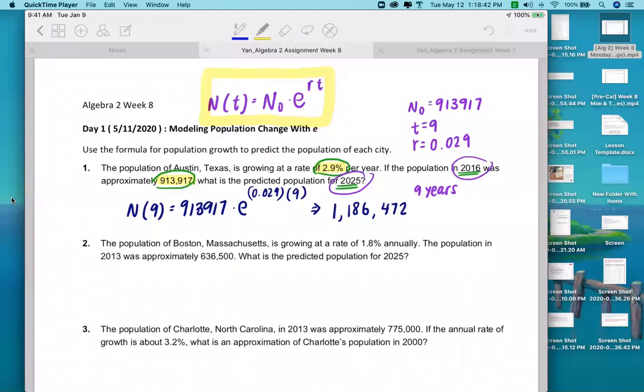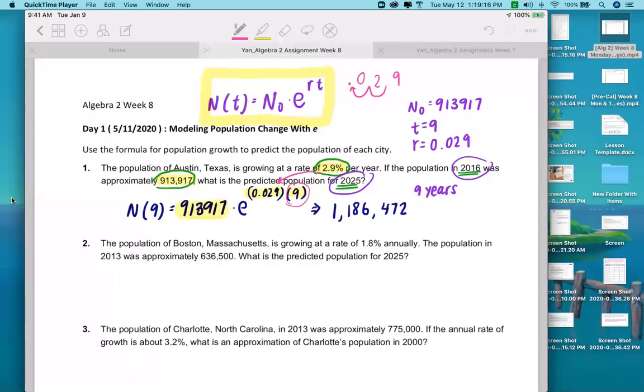Okay, so that number right there is my start off. And then I keep my e there and raise it to two numbers. As you can tell, this 2.9% turns into 0.029 because we go from 2.9 and then you have to move two decimal places, and this will become my decimal, 0.029.